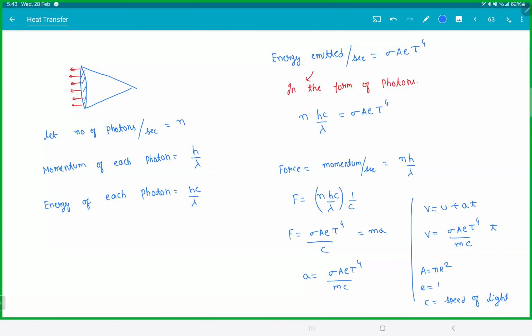Please check. Again, what did I do? Assume there are n photons per second. Momentum of each photon is h by lambda. So force will be n into h by lambda.